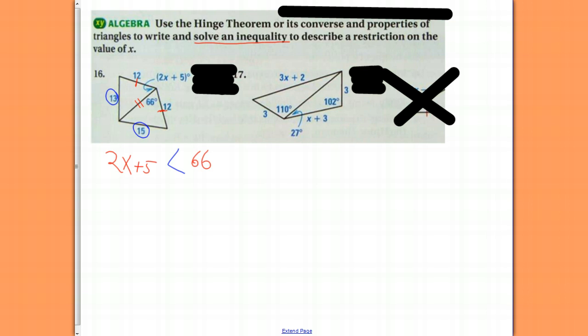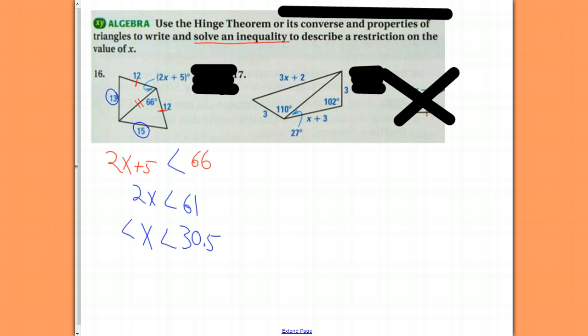All right, so to solve for x and find that restriction on the value of x, we're just solving an inequality. Subtract 5, divide by 2, which does not change the direction of the inequality, and we get 30.5. X values must be greater than 30.5, and we really do have some other restrictions.